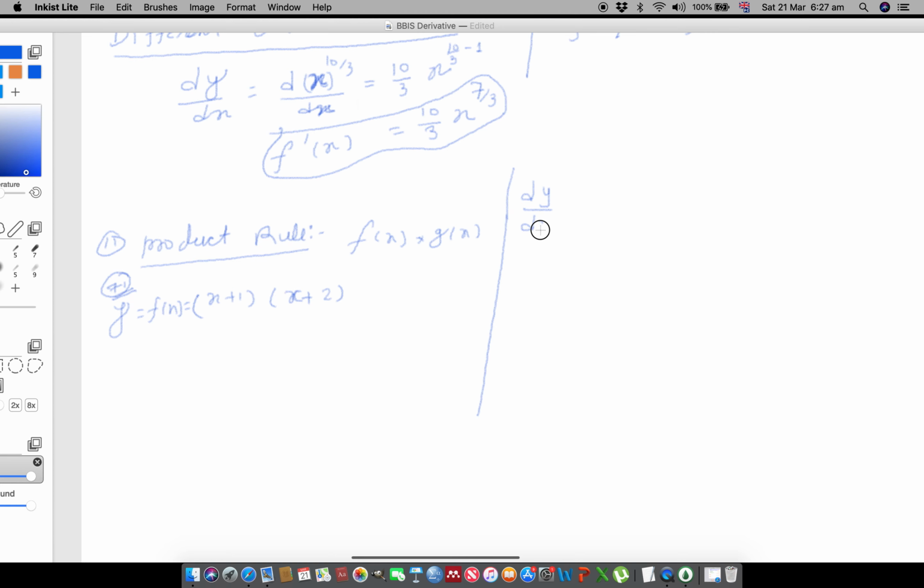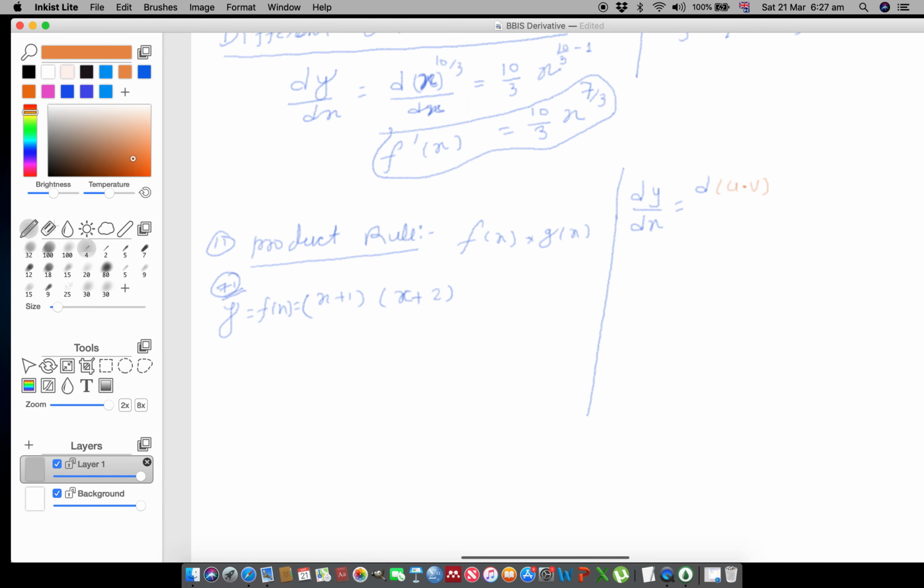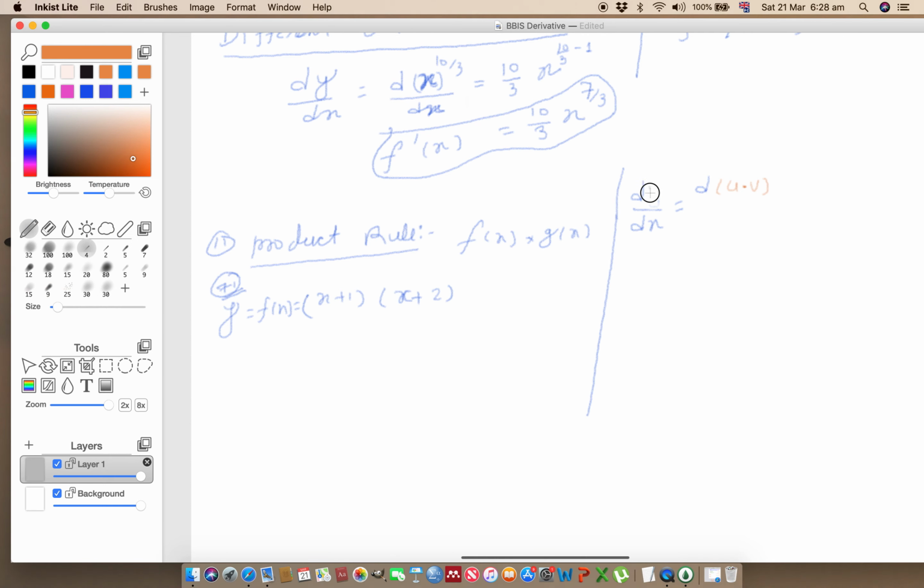dy over dx can be represented as d of u multiplied by v, u multiply v, because y means the product of u and v. u means a function of f(x), and v means a function of g(x), okay.